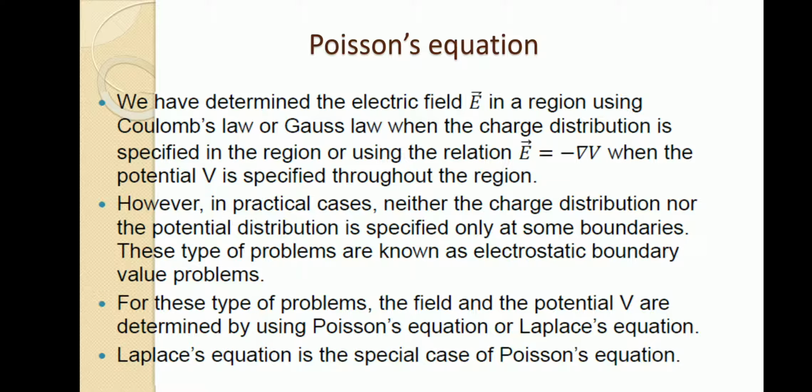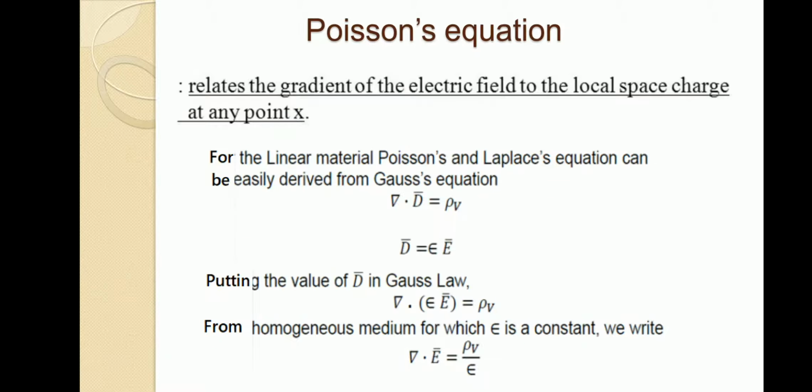But in some practical cases, neither the charge distribution nor the potential distribution is specified. In such cases, how can we find the electric field intensity? The solution is Poisson's equation. We have another equation called the Laplace equation, which is a special case of Poisson's equation. We will also see what the Laplace equation is. So that's the main reason why we are using Poisson's equation.